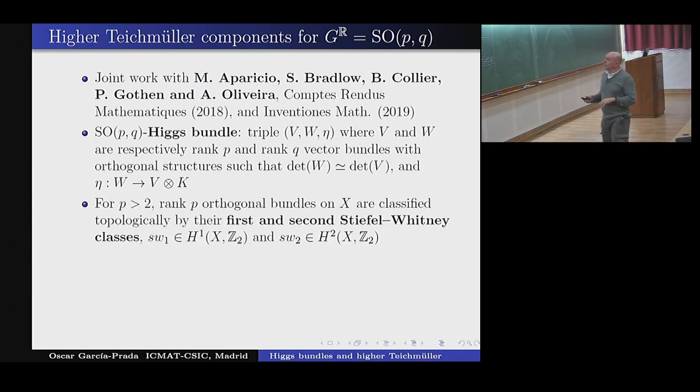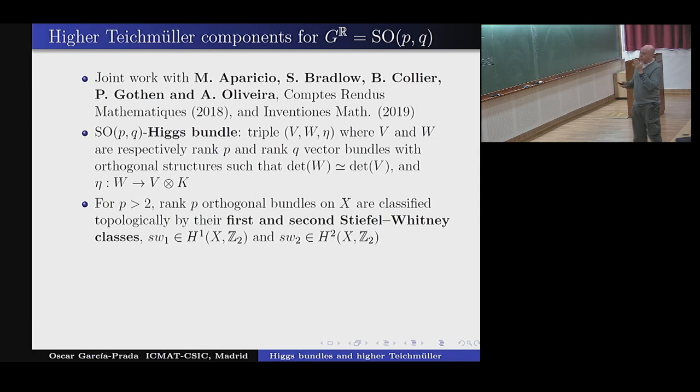And now the topological invariants. Let's consider the case p bigger than 2, because if p is equal to 2, we fall into the class of Hermitian groups that we have studied, and p equals 1 is particularly simple. This is the one case that we solved with Marta, and we wrote a paper about it, counting components and so on. If p is bigger than 2, then orthogonal bundles are classified by the first and second Stiefel-Whitney classes.